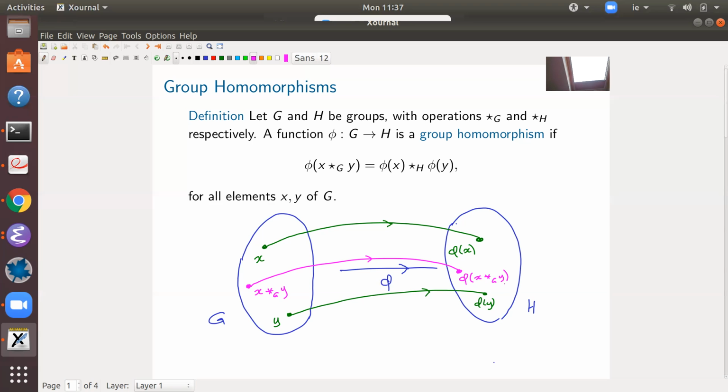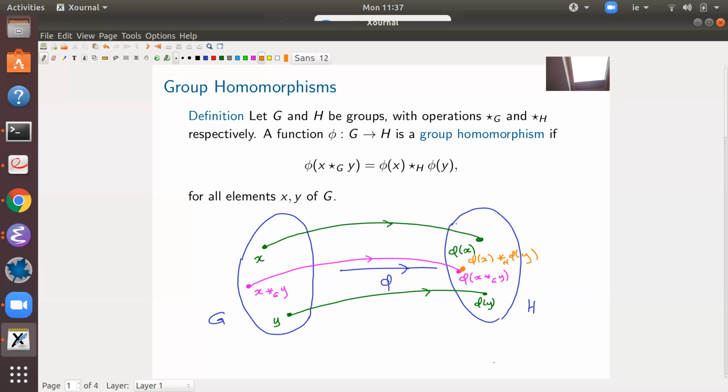Another thing we can do is we can compose the images under phi of x and y over here in H, and that would give us some other element of H. So maybe this orange one is the composition in H of the elements phi of x and phi of y.